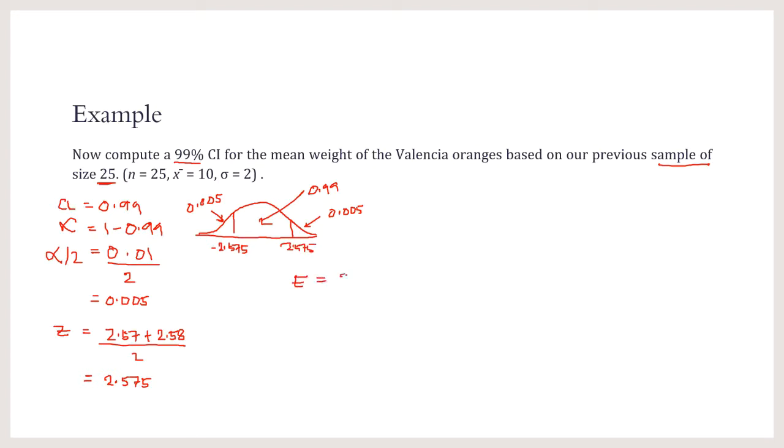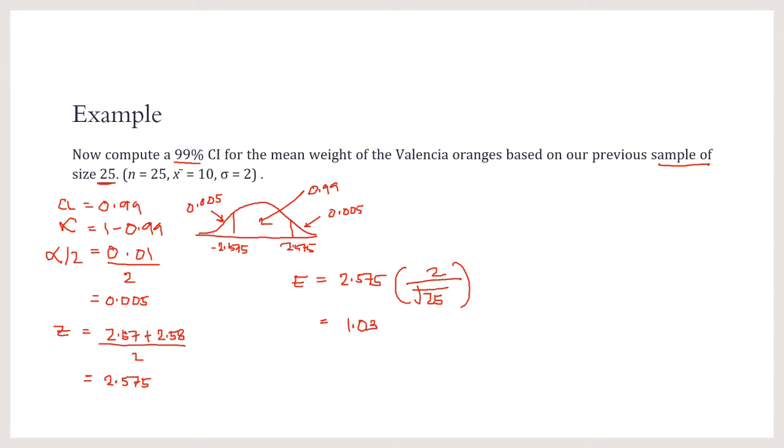So we can solve for our margin of error. We have 2.575 times our standard deviation, which is 2, divided by the square root of our sample size, 25. Basically that gives us 1.03 as our margin of error.